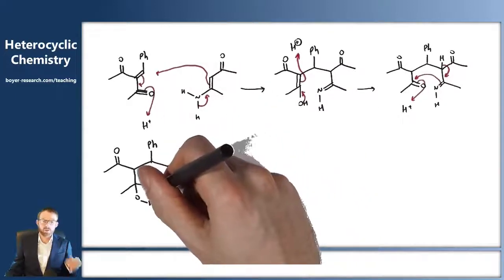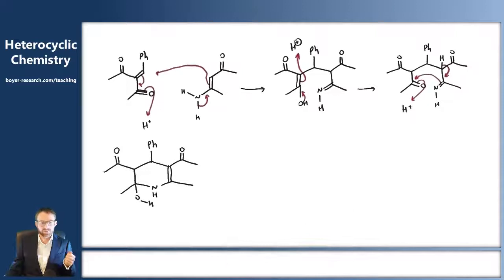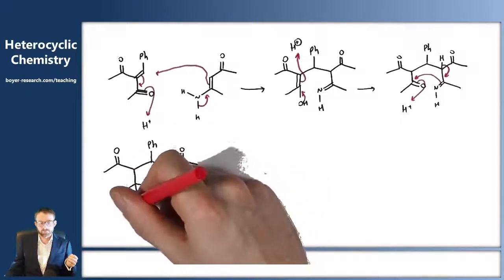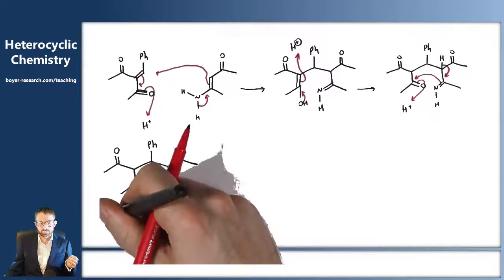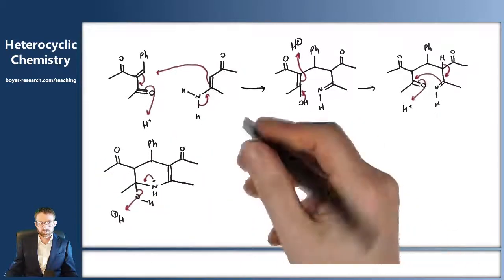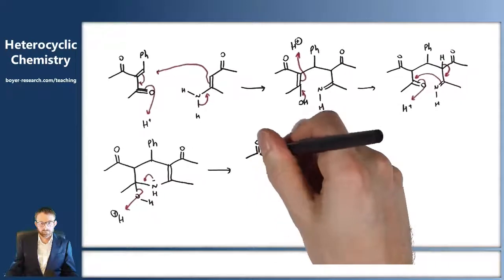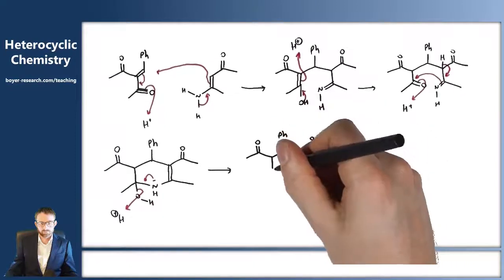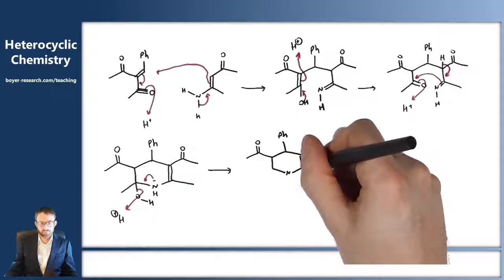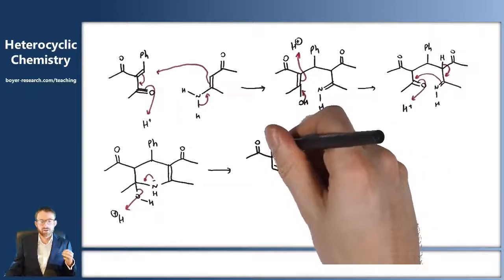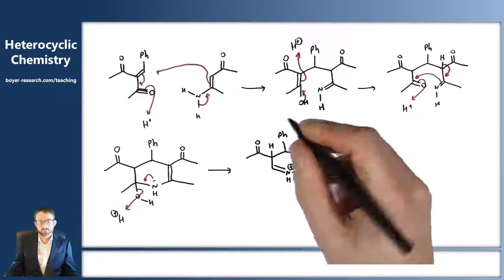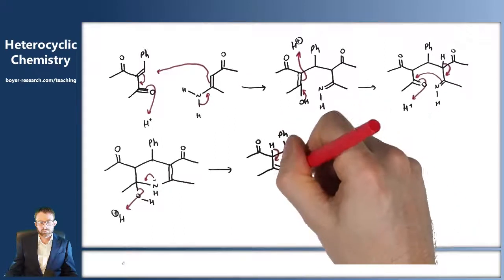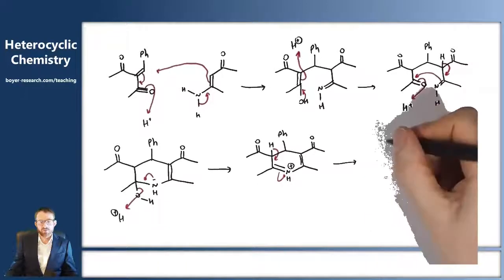Our final step is the loss of water, so our nitrogen lone pair can come in, break the carbon-oxygen bond, and then the resulting positive charge can be quenched by the loss of a proton. And that delivers our dihydropyridine product.